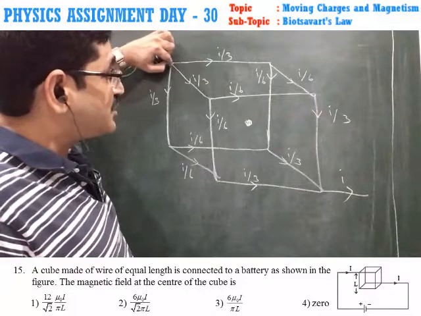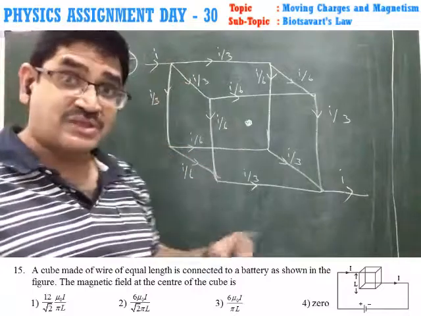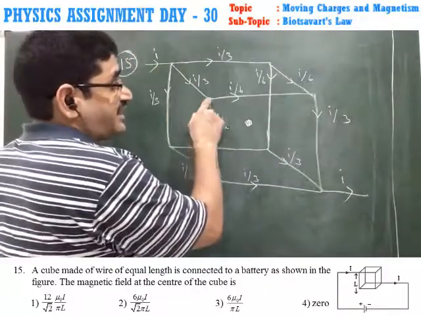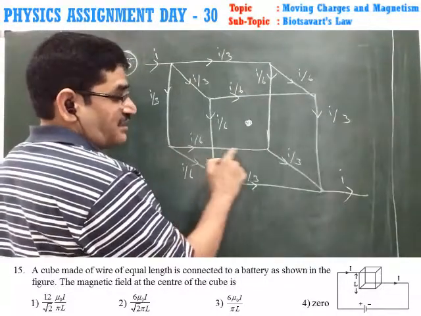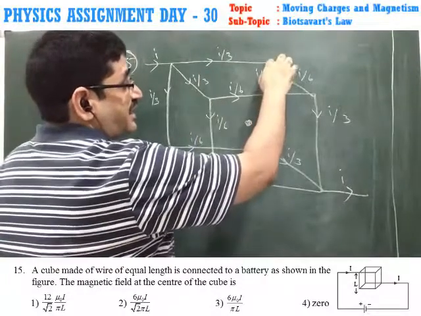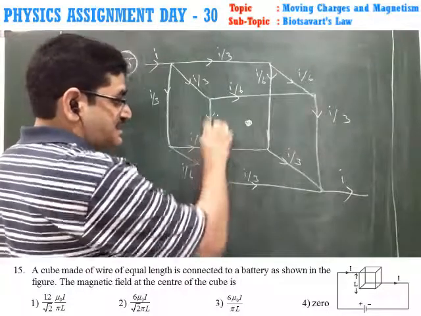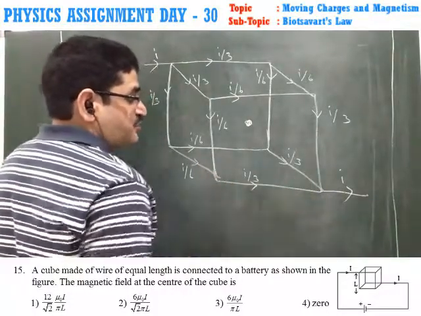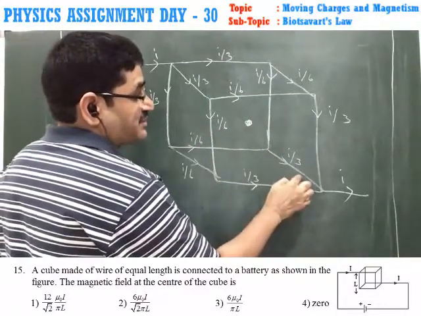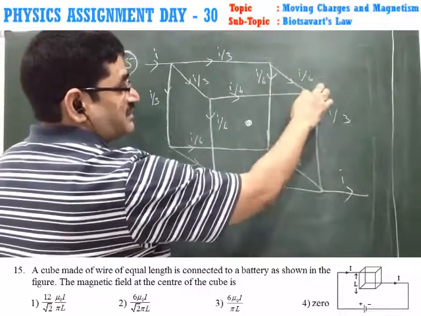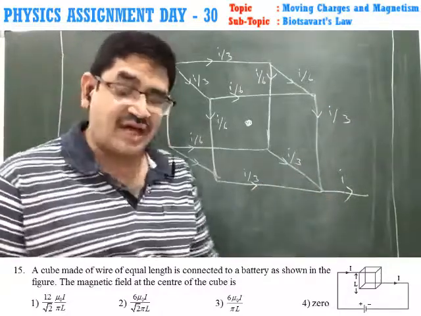The current I enters the cube. It divides into three parts, I by 3, I by 3, I by 3, due to symmetry. Now this current I by 3 again divides into I by 6 and I by 6. Similarly here the I by 3 divides into I by 6 and I by 6, and this I by 3 again divides into I by 6 and I by 6. Now here this I by 6 and this I by 6 combine and pass as I by 3 to this point. And at this point the I by 6 and I by 6 combine and flow as I by 3. And at this point also they combine and flow as I by 3. So these I by 3, I by 3, I by 3 combine and flow back as I.